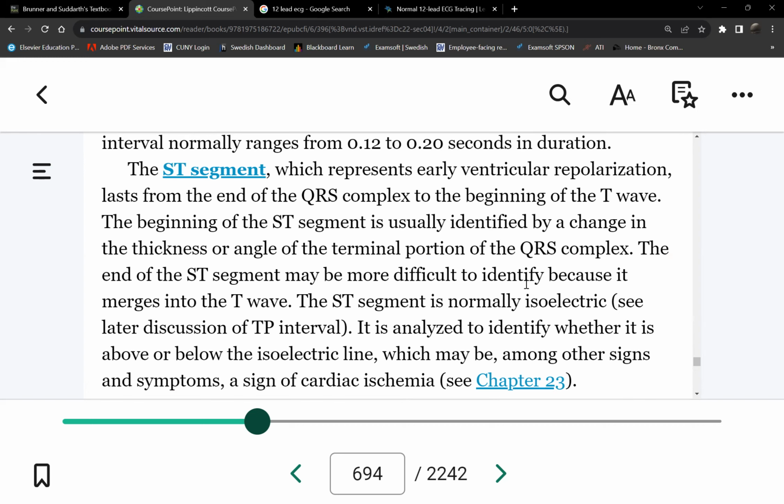It is analyzed to identify whether it is above or below the isoelectric line, which may be, among others, such as the sign of... Okay. So it's another chapter. Chapter 23 will be next semester, the coronary syndromes.